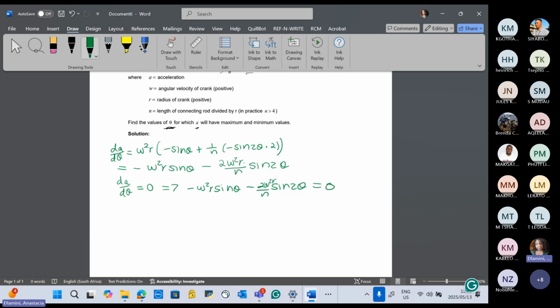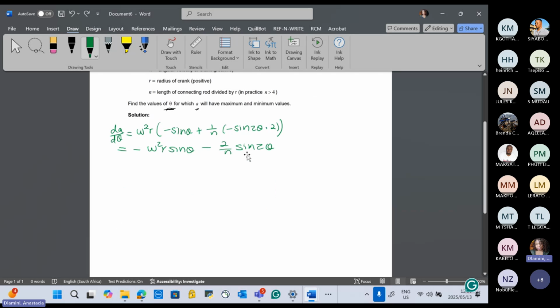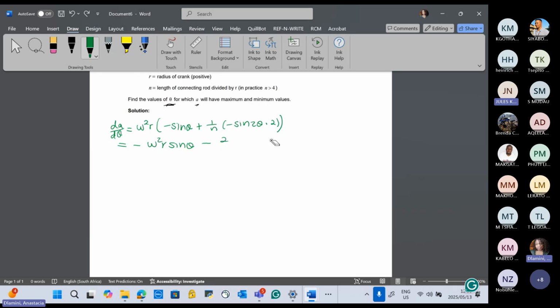Ma'am, if we can change the sine squared theta to a double angle first, like 2 sine theta cos theta. Okay. So you're saying that, yeah, what have I done? Ooh, I've destroyed our work. Okay. This is 2W squared R over N sine 2 theta.